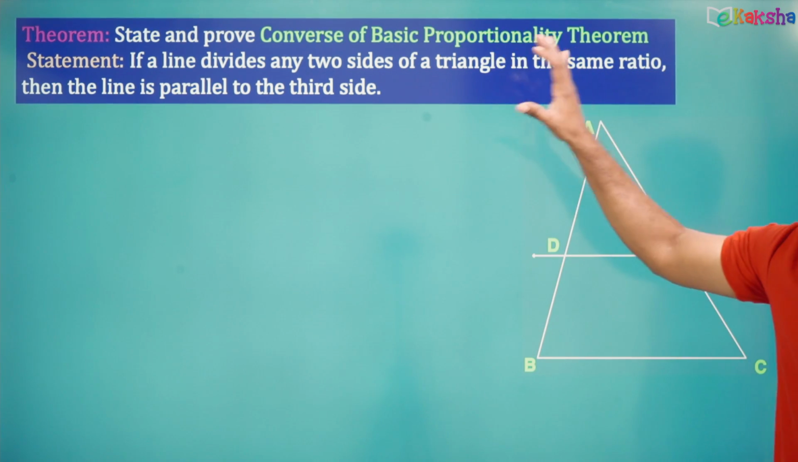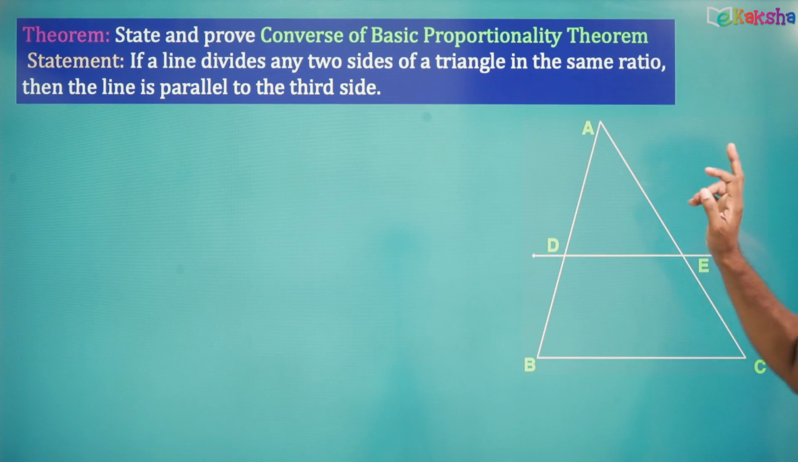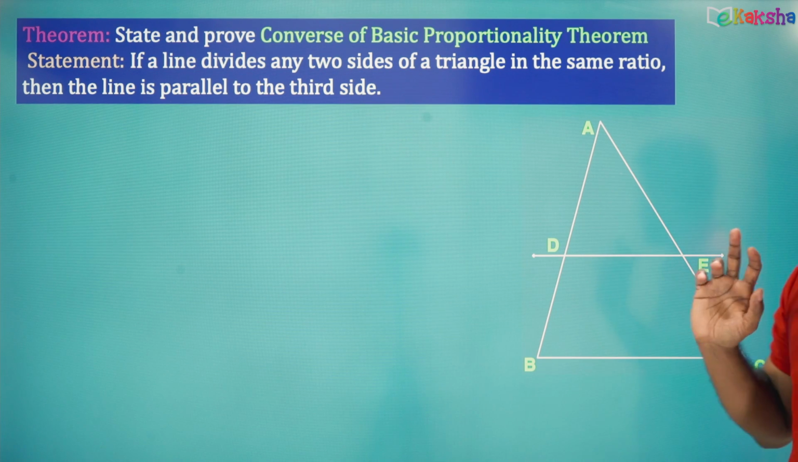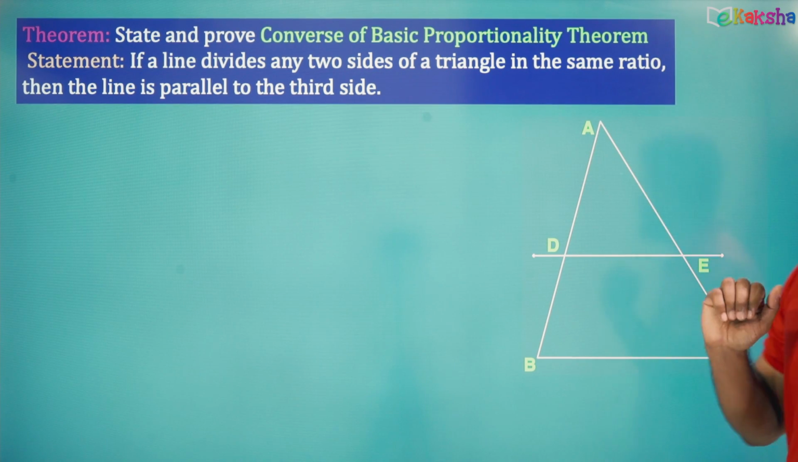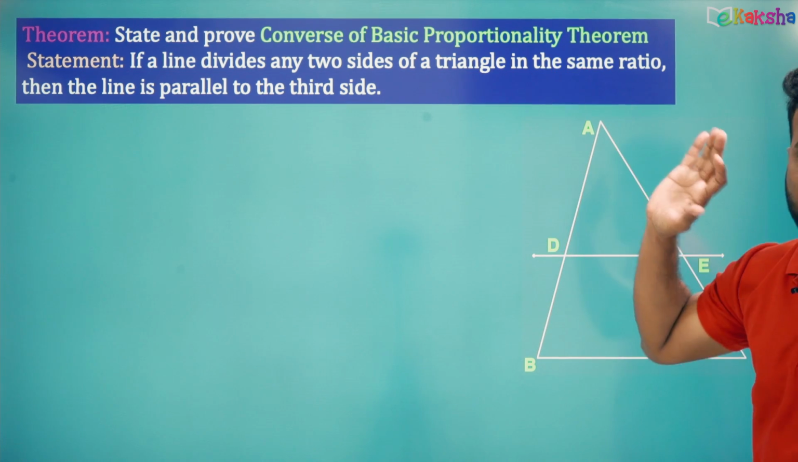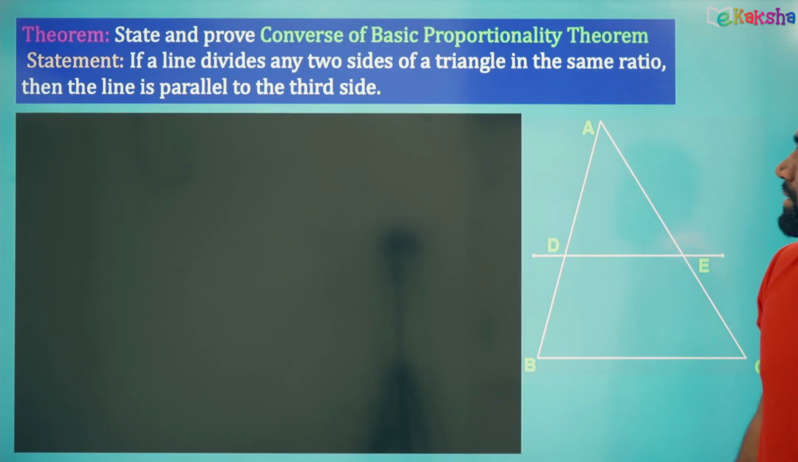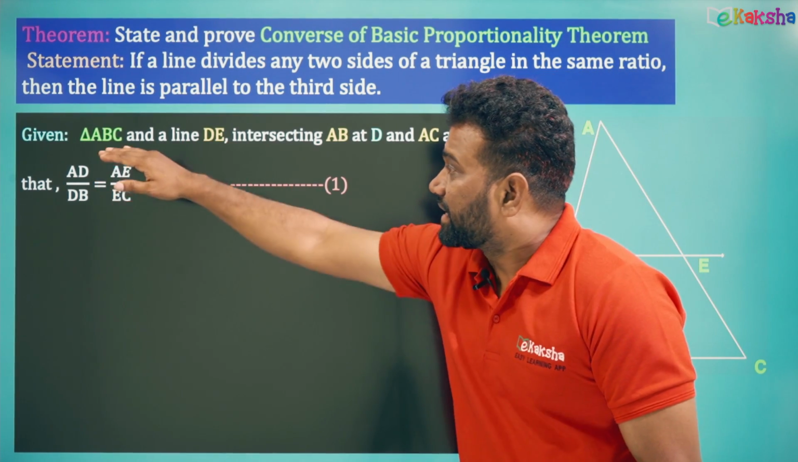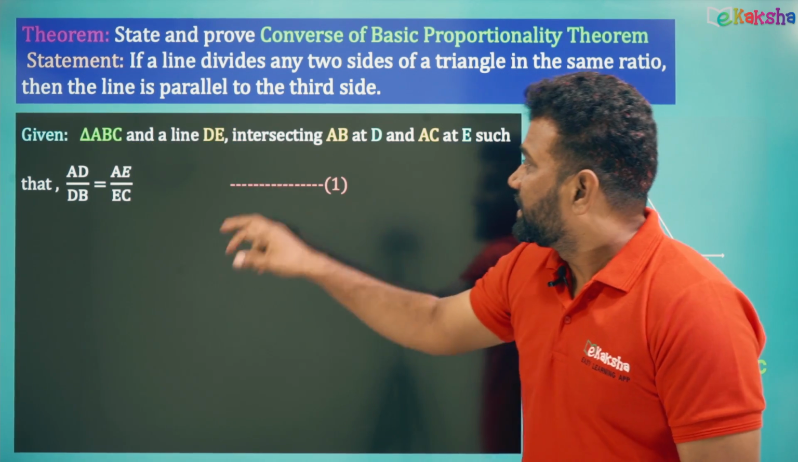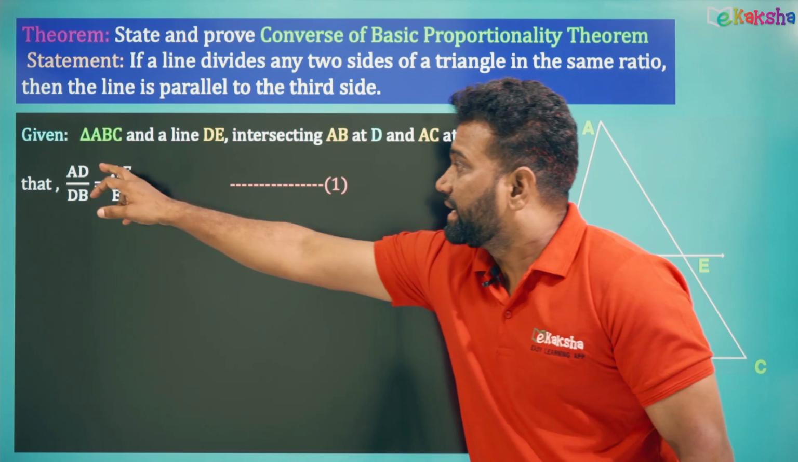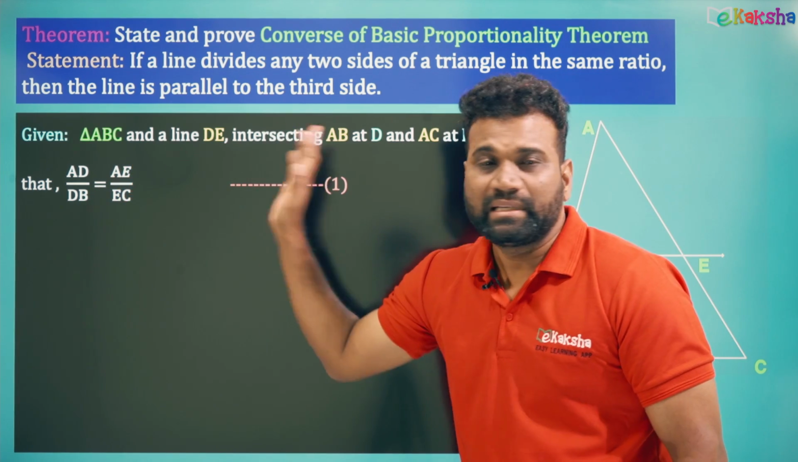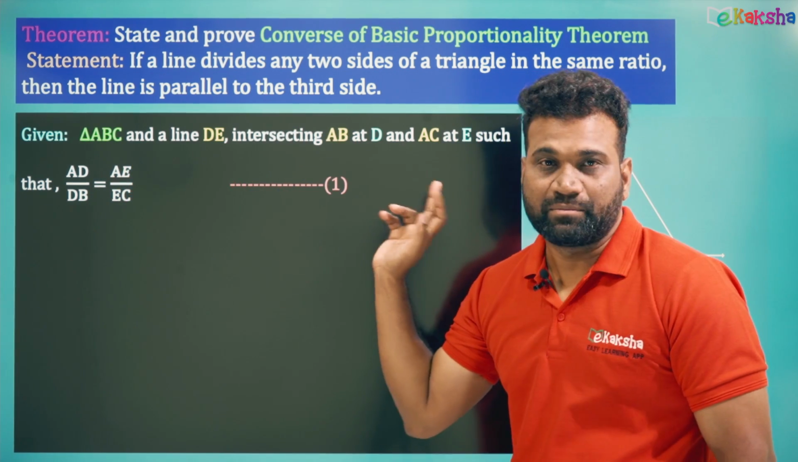According to the statement, here you can see the figure. ABC is our triangle. DE divides AB and AC in the same ratio according to the given information. Clear? So given triangle ABC and a line DE intersecting AB at D and AC at E such that AD over DB is equal to AE over EC. Let us call this equation number 1.